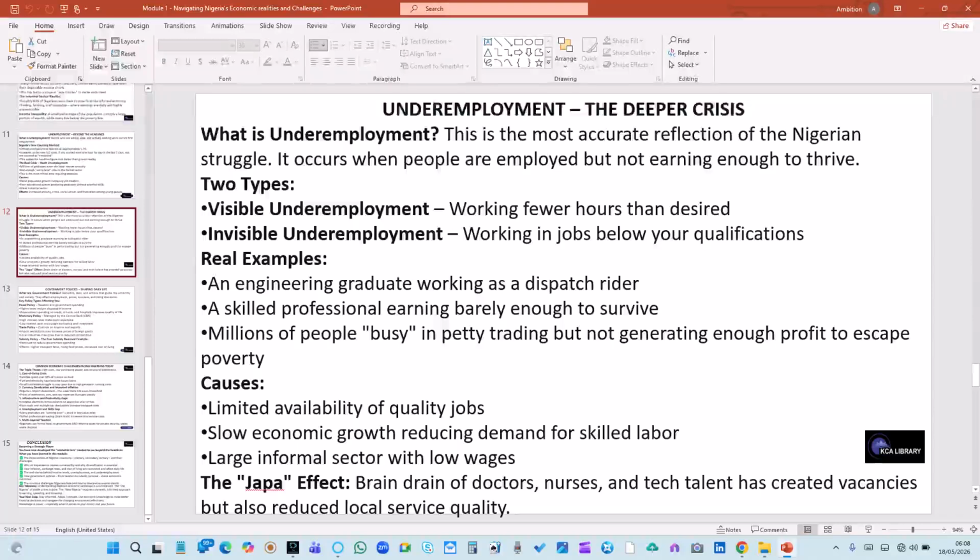Some of the causes of underemployment include limited availability of quality jobs, slow economic growth reducing demand for skilled labor, as well as a large informal sector with low wages. The Japa effect is that the brain drain of doctors, nurses, and tech talent has created vacancies but also reduced local service quality.